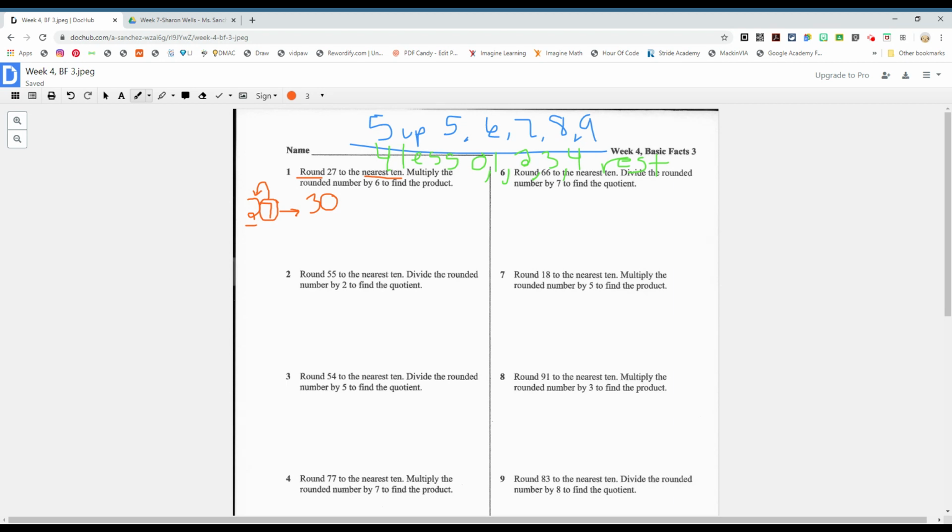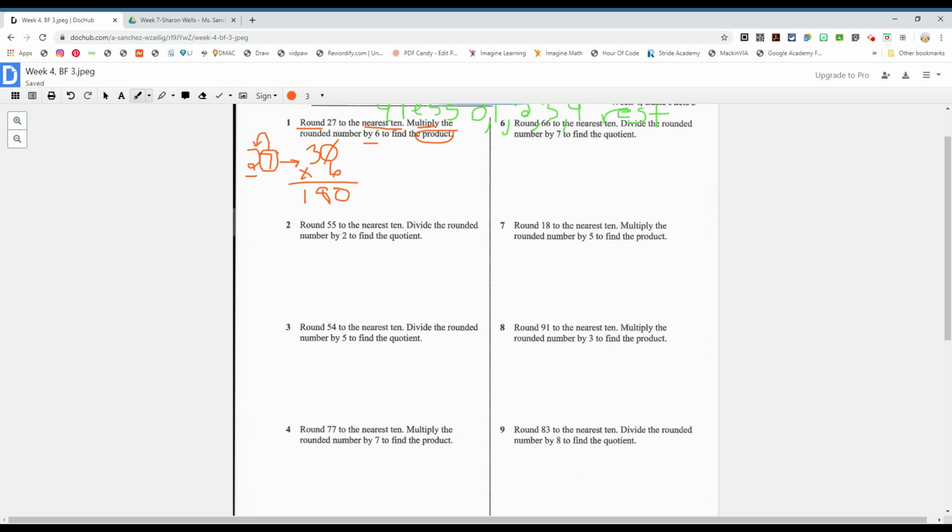Now we're going to do the next step, which is multiply the rounded number by 6 and find your product. Remember, boys and girls, when you multiply, your answer is the product. So you need to know those words. So we pop over the 0, and 6 times 3 is 18, so 180 is our product.